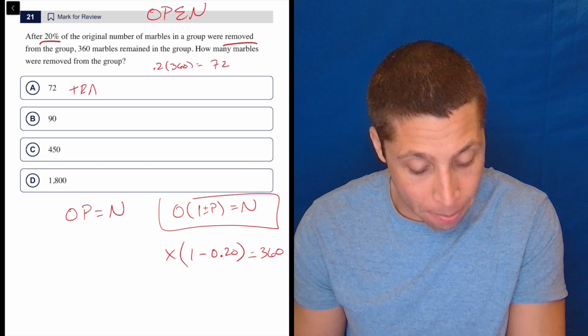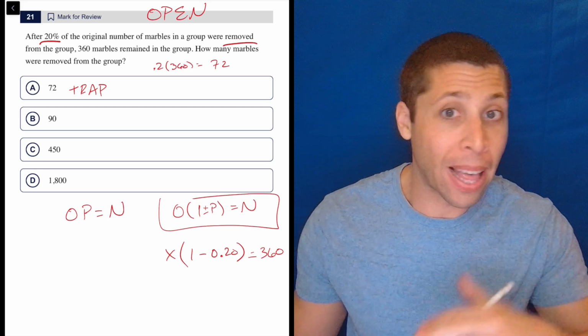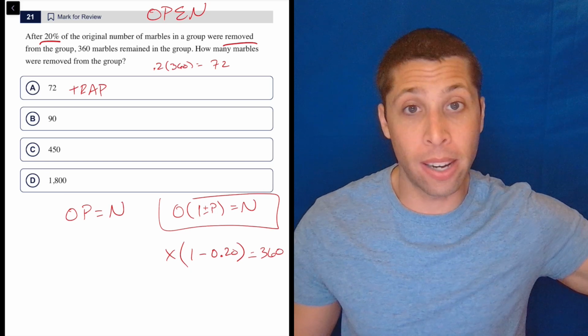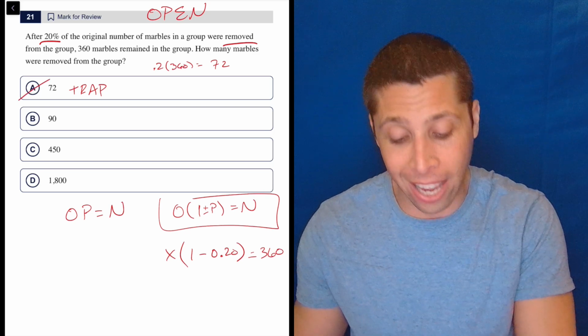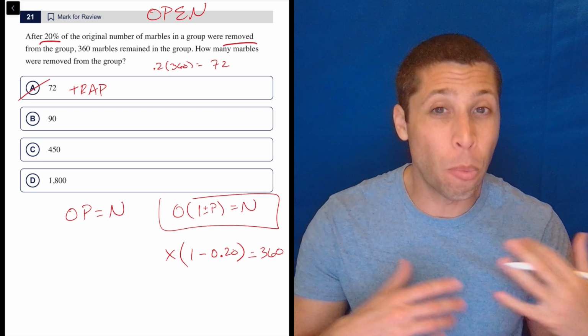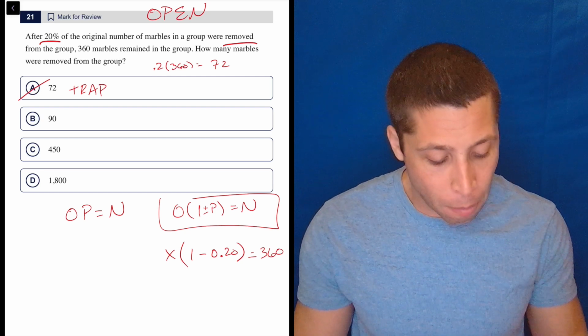Yeah, that's the trap. There's no way question 21 in the hard module is going to be that easy. So even if you have no idea what I'm doing here, at the very least, you should have crossed out choice A and said, that's way too easy. There's more complicated things going on here. Let me at least guess from what's left over. But we can finish the job now.